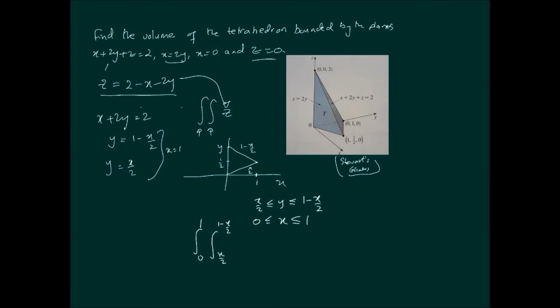Okay, and it's going to be... so here we have the z function, which is 2 minus x minus 2y, and of course we're doing y first and then x. Okay, so I'm sorry I took a little long there, but I wanted to get you to understand how we calculate these volumes and different ways of calculating these.